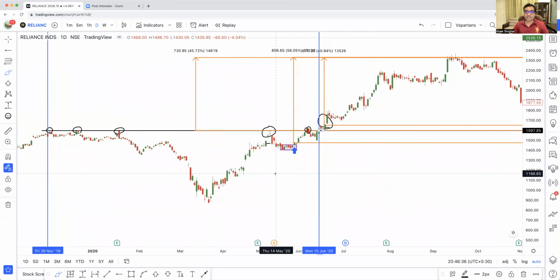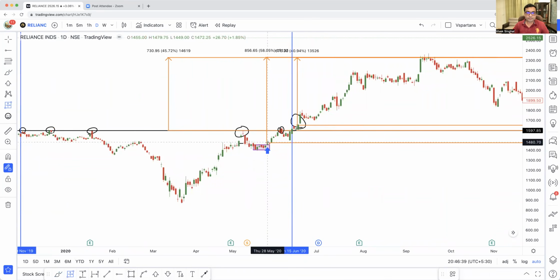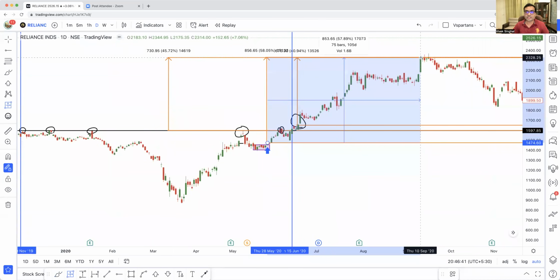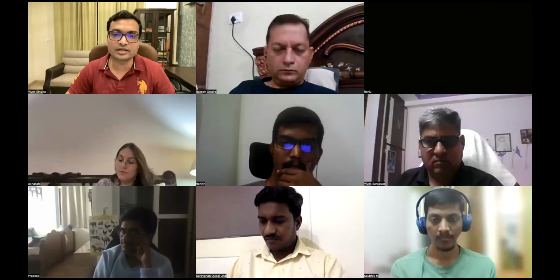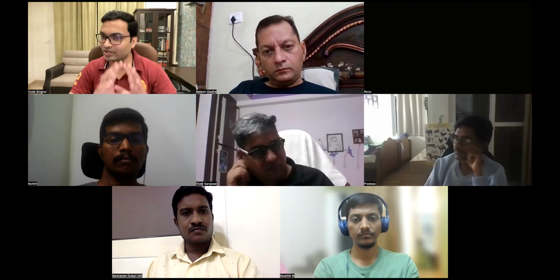So the target was achieved within a short period of time, in 105 days, 58%. And the same chart, when this Reliance Industries was making the reverse head and shoulder pattern and it had not achieved the target, I had posted this chart on Twitter as well in the month of June 2020. So it's not like that today I have found a chart where the reverse head and shoulder pattern was there and it had achieved the target, and I picked up that particular chart and I'm showing it to you. No, it's not like that.